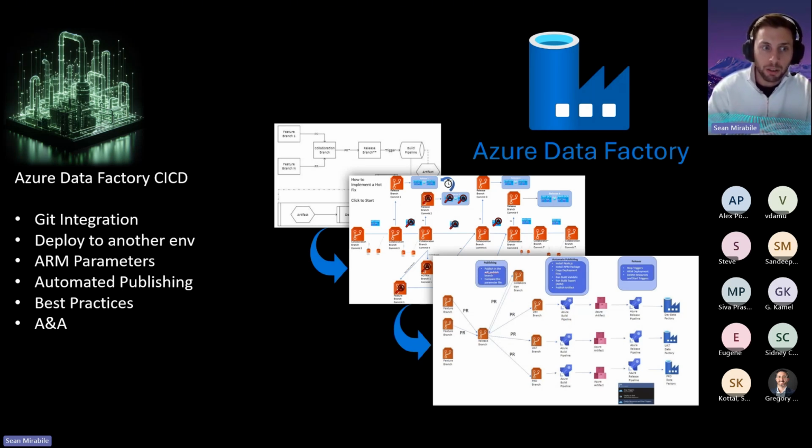Then we're going to talk about ARM parameters and how to parameterize your ARM template, Azure Resource Management template, so that if you're working in an Azure Data Factory dev workspace that's pointing to your dev SQL server, when you deploy that to test or prod, that linked service connection then points to your test or production SQL server. So I'm going to show you how to do that, and configure and automate those parameters.